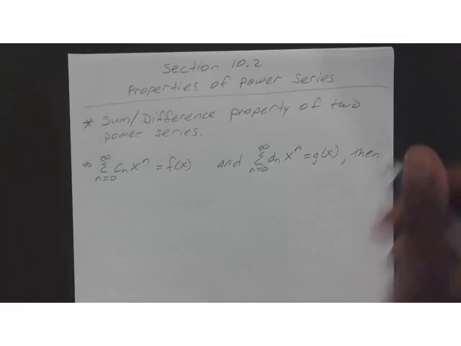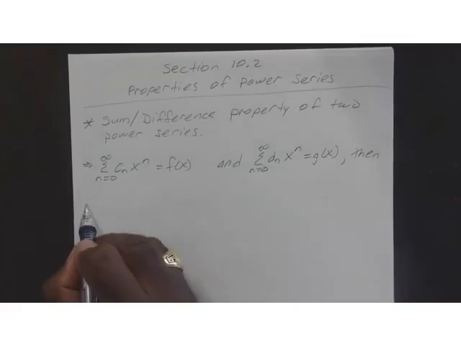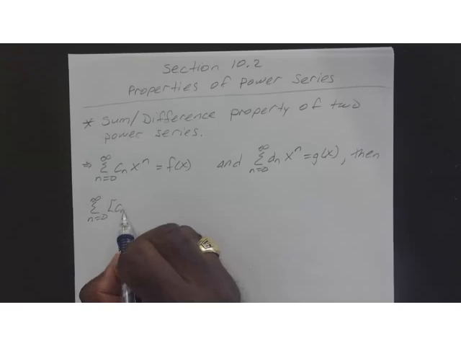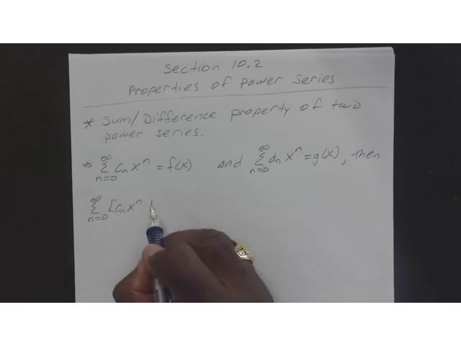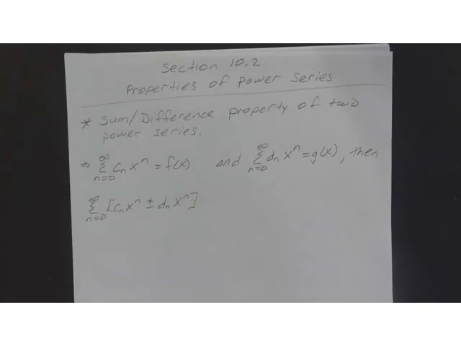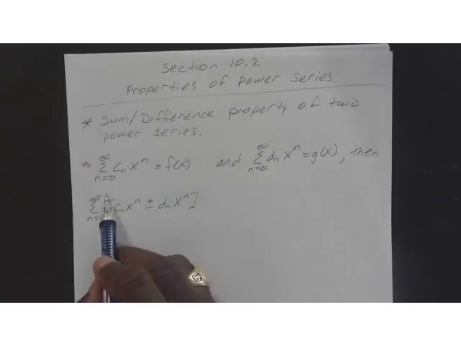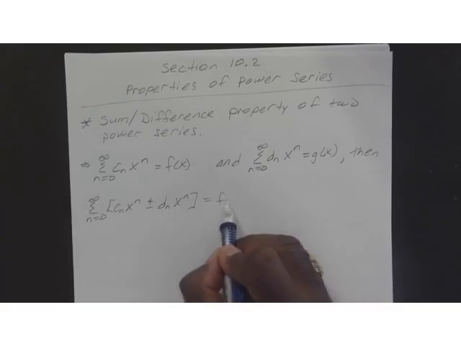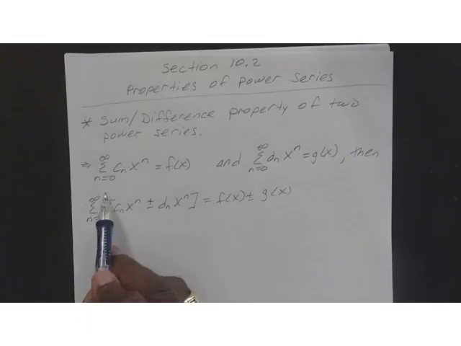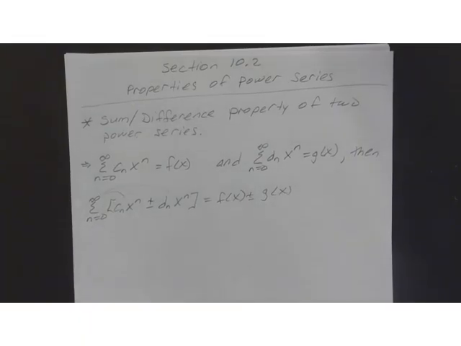Okay, then we know that if we add those two together, so if we take the sum from n equals 0 to infinity of c sub n times x to the power of n, and either plus or minus your coefficient d sub n times x to the power of n, then that's just going to equal your f of x plus or minus your g of x. If you just distribute that summation.